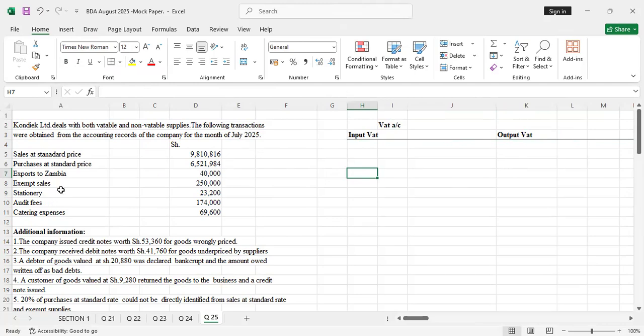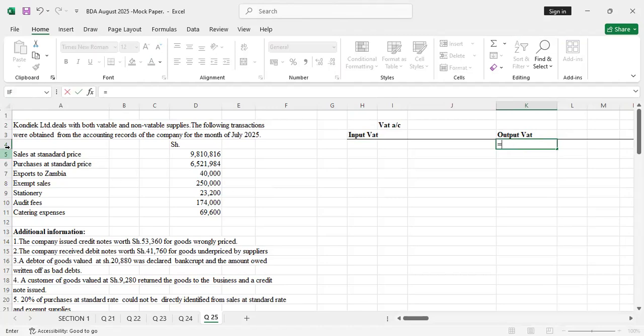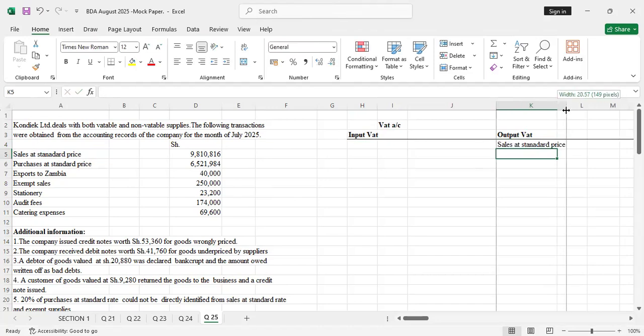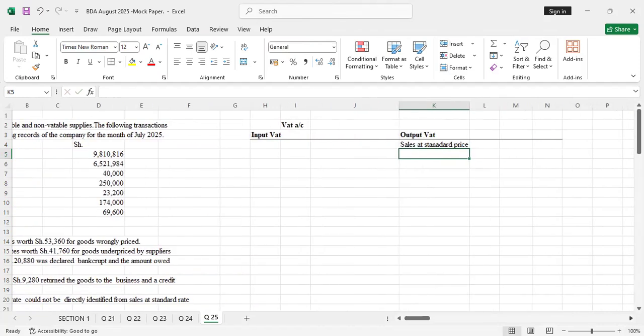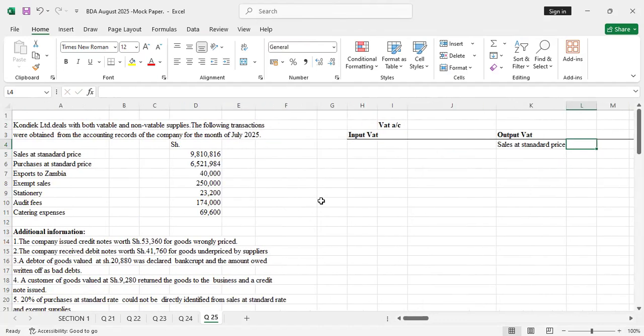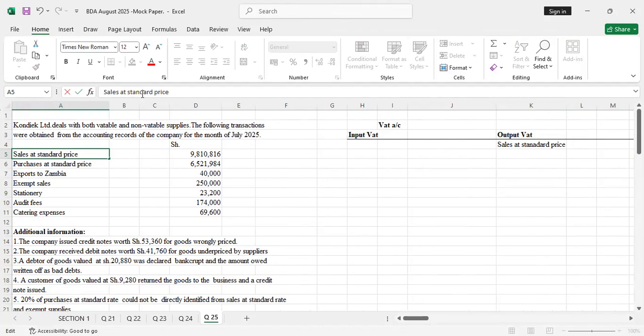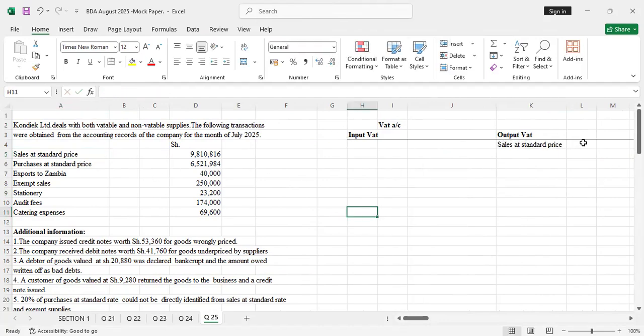Yeah, so we start with the sales at standard price. So sales is an output VAT. So the details will be sales at standard price. Then the VAT, we'll calculate the VAT straight away. Standard sales are charged VAT. Yeah, so we are told that this was a typing error. Standard price. Yeah, so we'll calculate the VAT.